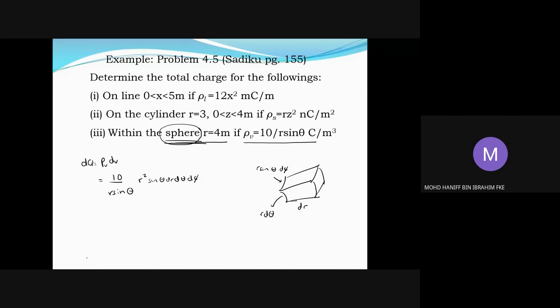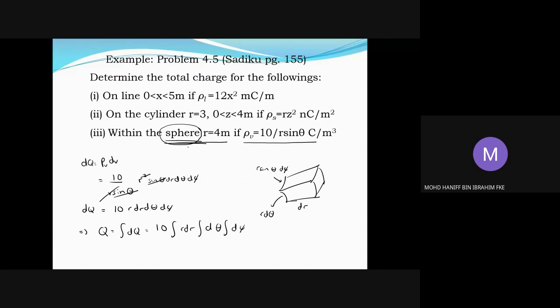Right. From here we can cancel a few things. We can cancel the sine theta terms. We can cancel the r also. So we have simply dq equals r dr d theta d phi. Subsequently we can calculate the total charge by integrating the dq, which gives the integration of r dr, the integration of d theta, and the integration of d phi.